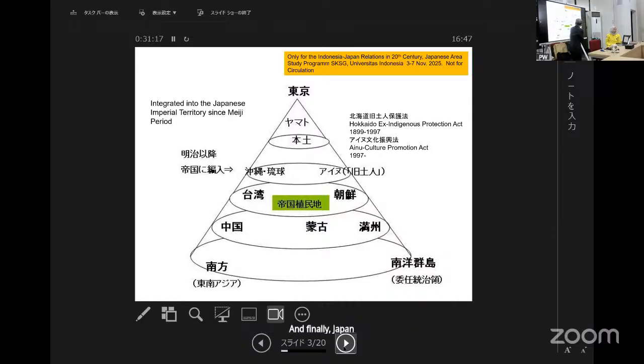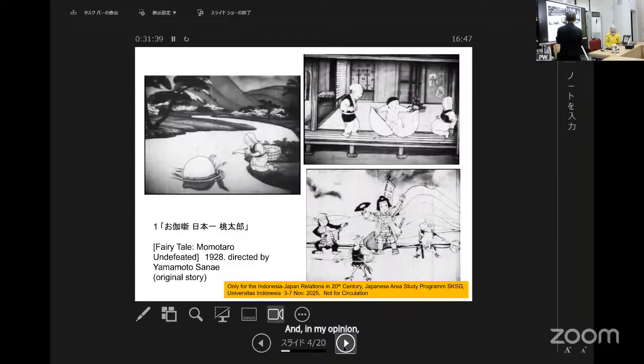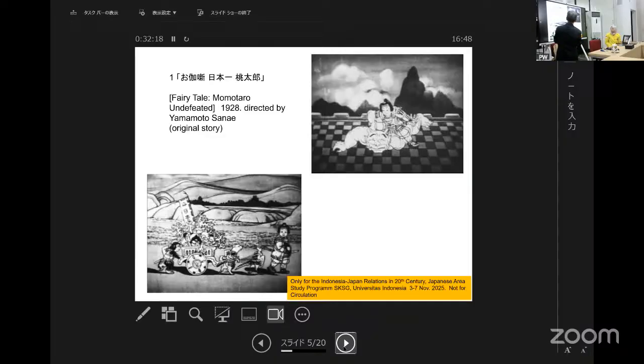And finally, Japan got the League of Nations mandate. And finally, the Japanese military occupied Southeast Asia during the Pacific War. And in my opinion, and other scholars also pointed out, Momotaro reflects the naive, friendly image of Momotaro. This is the beginning, the origin of Momotaro. But that changed in line with the imperial expansion and militarization process in the 1930s. Please, next slide. And next, please.